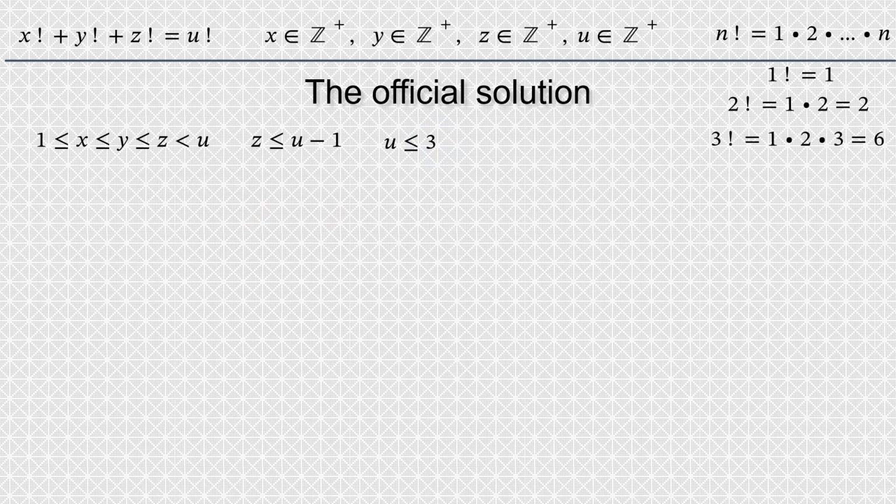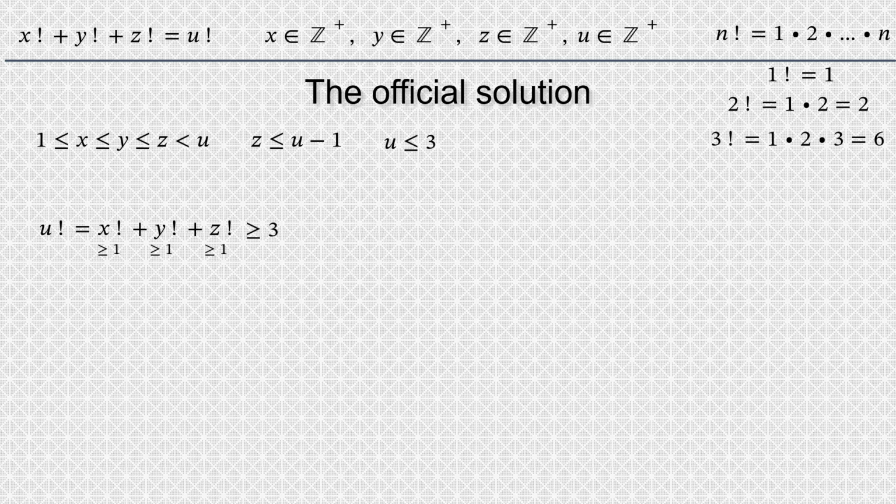Now we can check each value of u and find which one suits. However, since we started being tricky, let's be tricky all the way. How can we avoid checking all possible values of u? So we have u factorial equals x factorial plus y factorial plus z factorial, and since each factorial in the right hand side is no less than 1, u factorial is no less than 3.